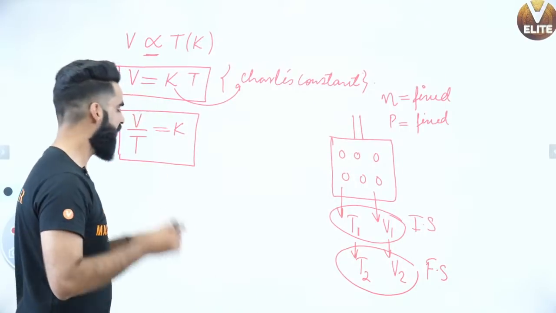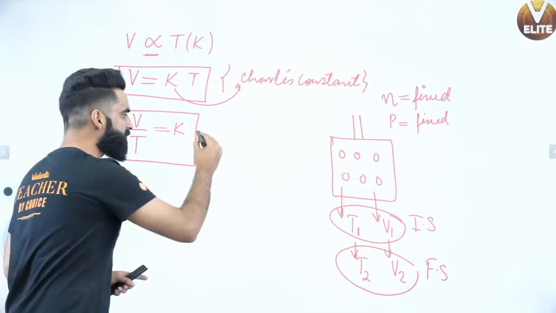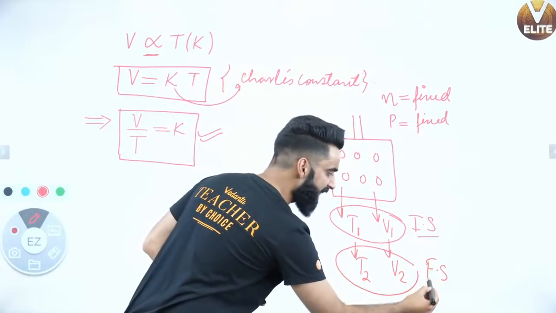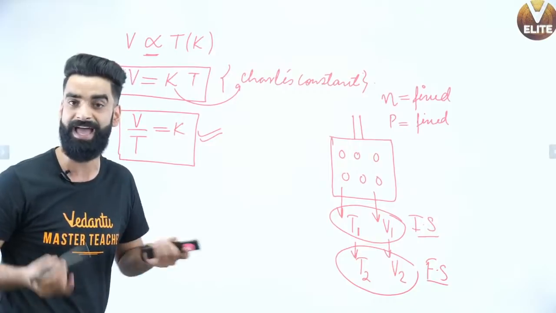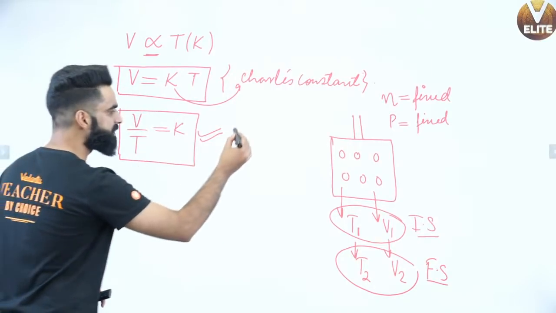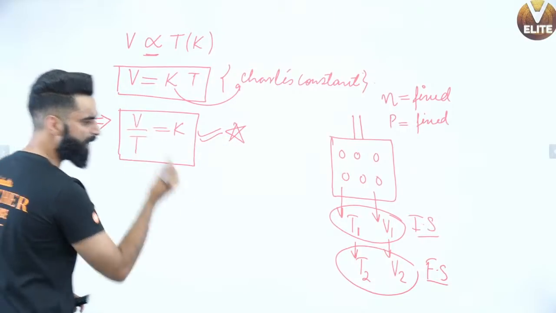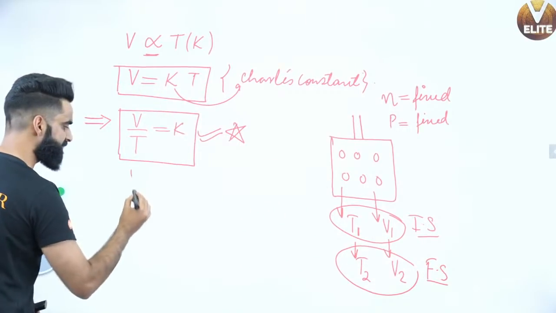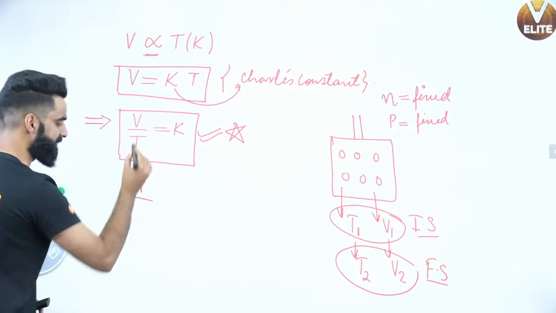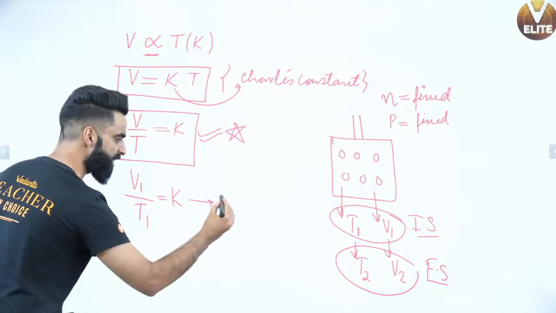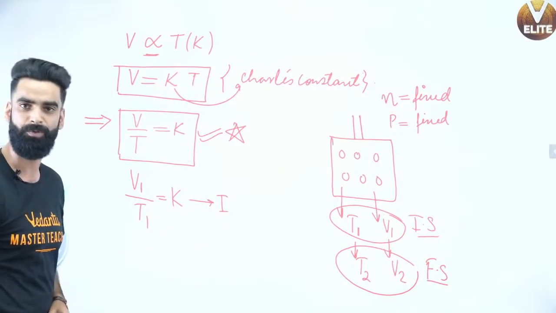Now people, have a look. Can I use this Charles equation for the initial and final state of the system differently? I can do that. If I'm using this Charles equation for the initial state, I'll replace V by V1, and I'll replace T by T1. It's going to be constant, right? Let's call this equation number 1.